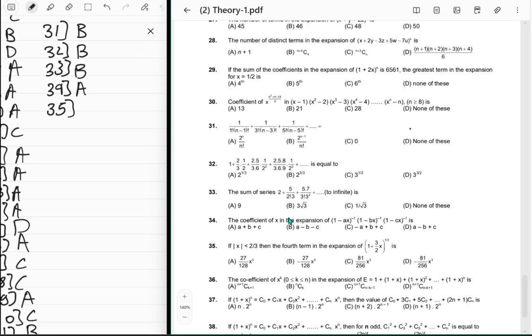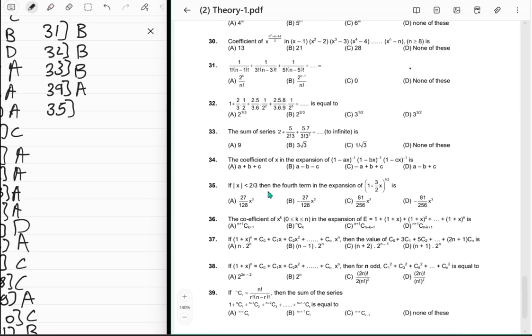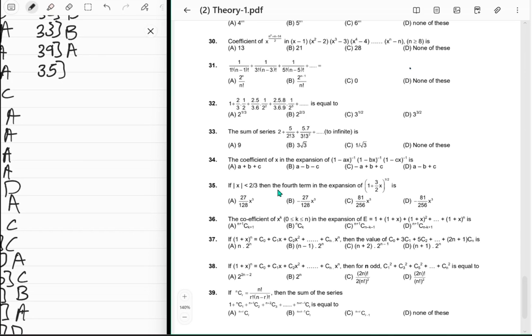35. If mod of x is less than 2 upon 3, then the fourth term in the expansion of this thing is... fourth term in the expansion of this. Wait, what? But then why do you put this thing, this condition? I don't know. Fourth term in this expansion.